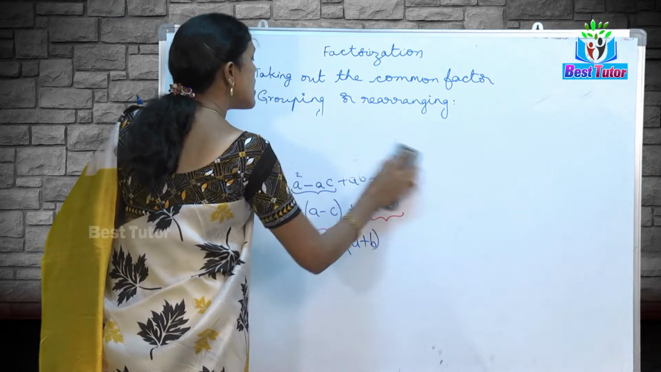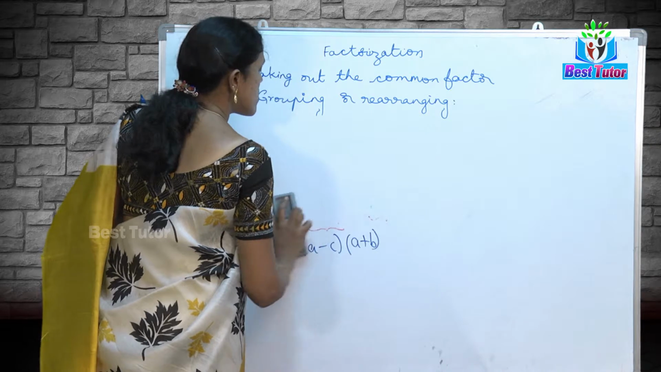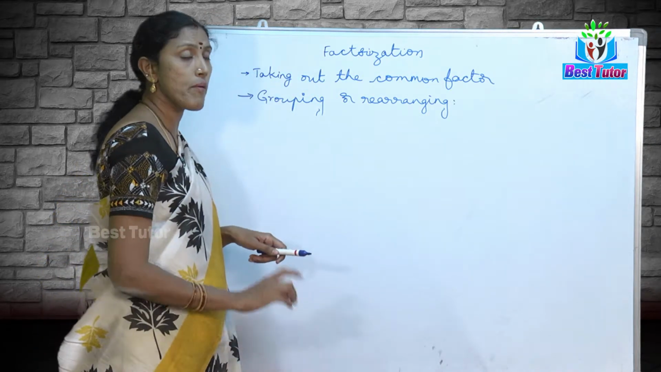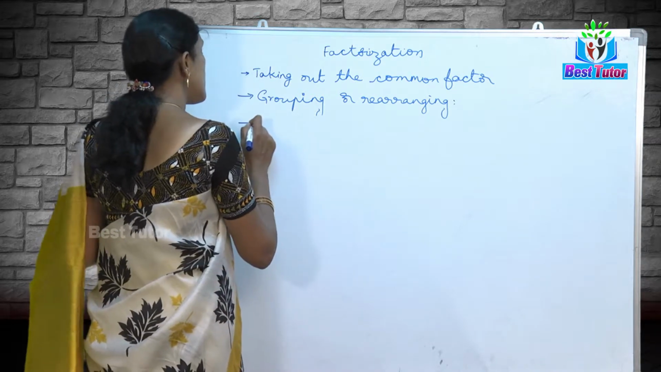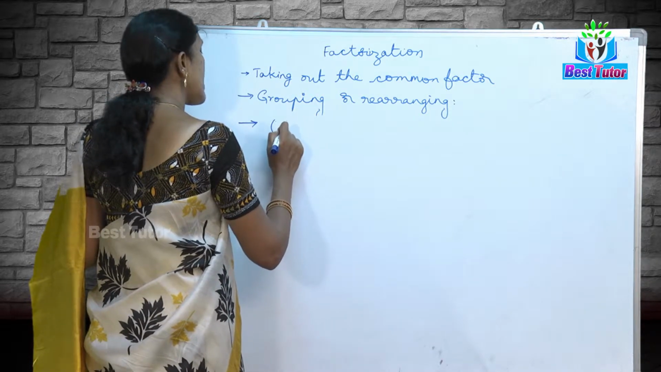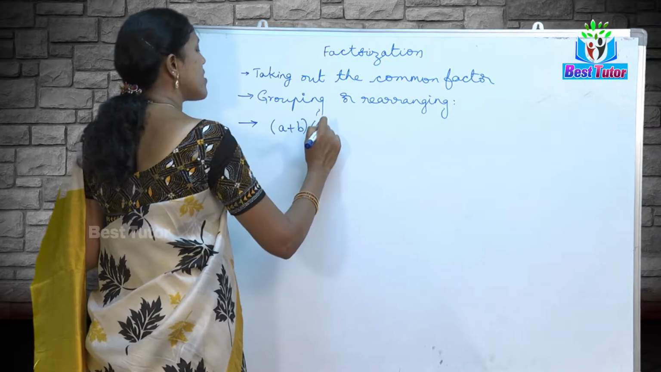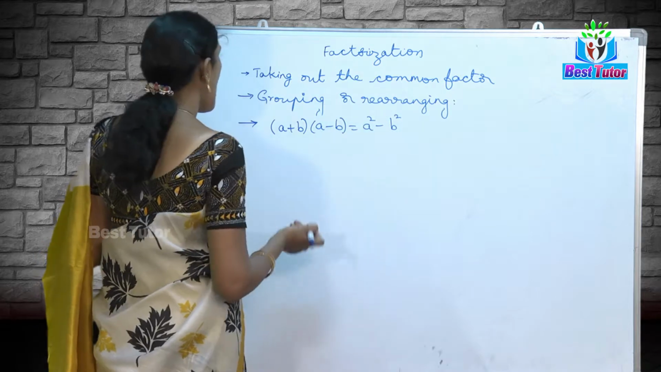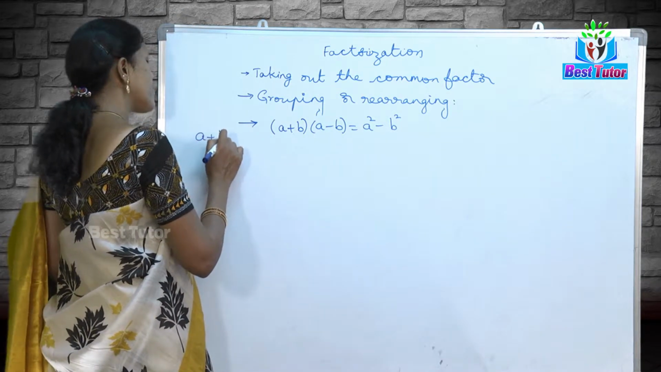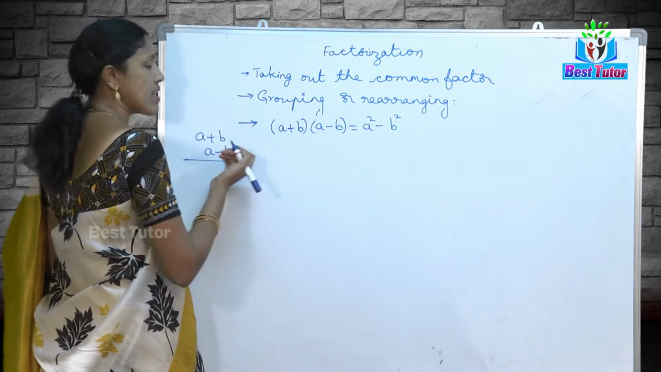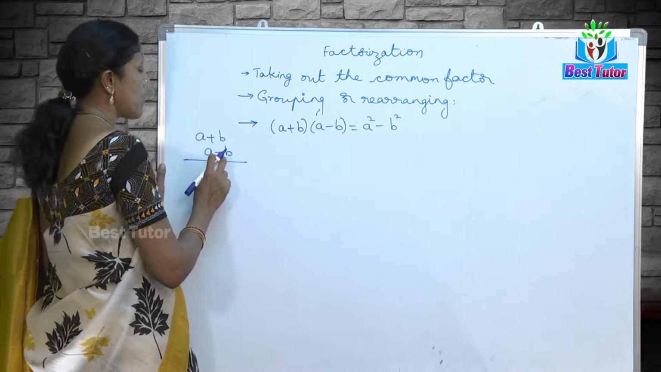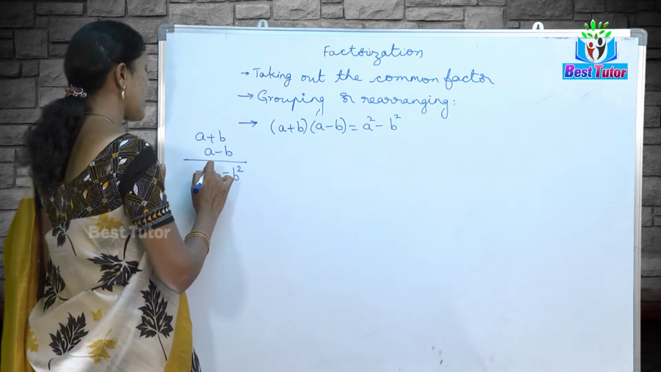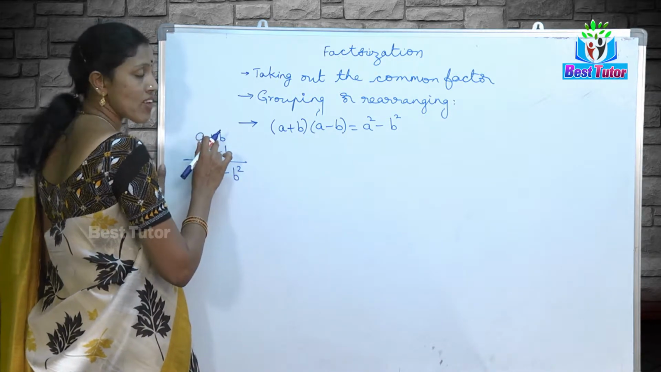In the earlier videos, we have learned the formulae a plus b whole square, a minus b whole square, and similarly a plus b whole cube and a minus b whole cube. Now, if we have a plus b into a minus b, it's going to be a square minus b square. How do we prove it? a plus b into a minus b. Let us just do the normal multiplication. Minus b into plus b is minus b square. Minus b into a is minus ab. Plus a into plus b is plus ab.